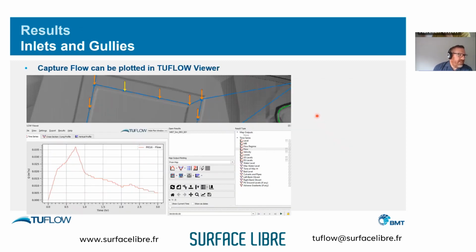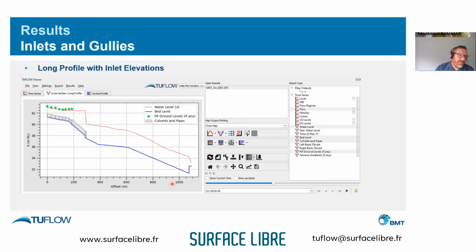We can plot the captured flow. So when we bring in the 1D results, like I said, we have these pit offsets, and we could select those and see how much flow is coming into the individual pits, or you can take a selection of those and plot them all at once. And then really usefully, we can see pipe networks within the long sections of the pipe networks.